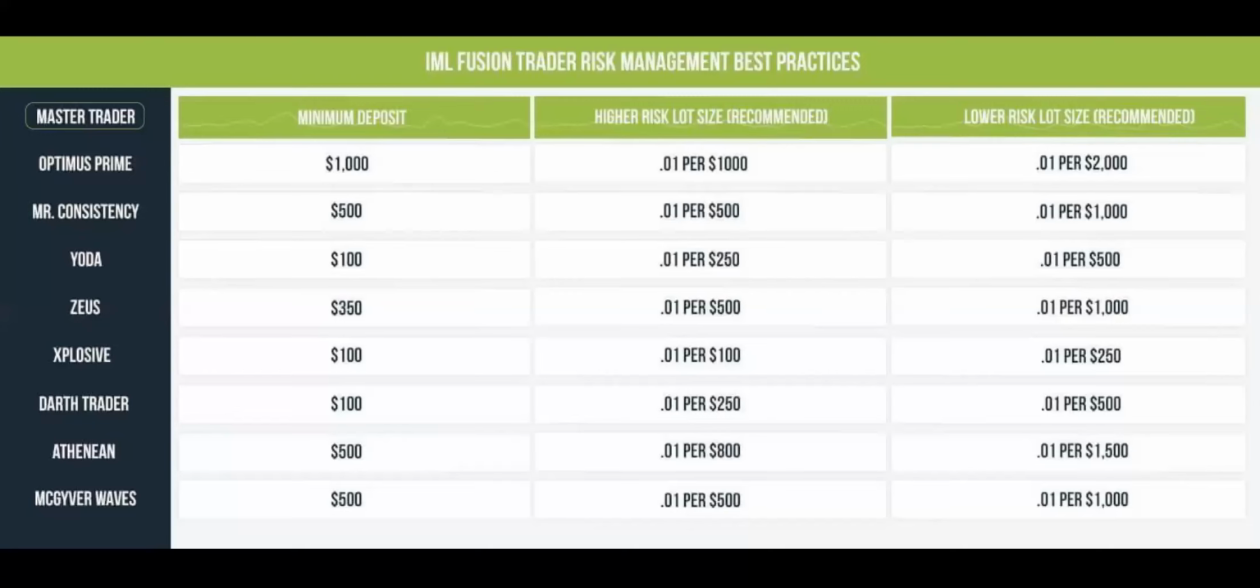You can see here that based off the trader that you pick, and whether you're doing high risk or low risk, you can only do like a penny lot per $1,000 or per 500 or per 100 or 800. So they may do a trade with a lot size of 0.06, but based off your account, yours may be 0.01. The system does let you somewhat customize that.